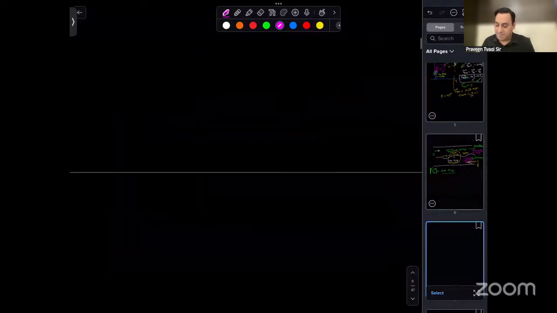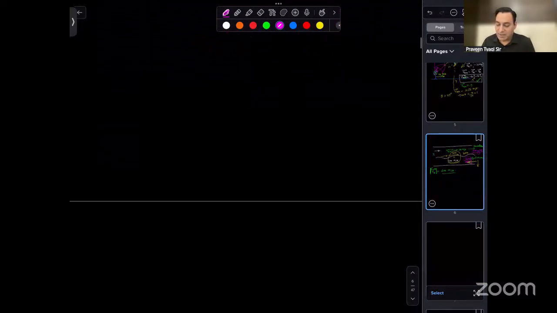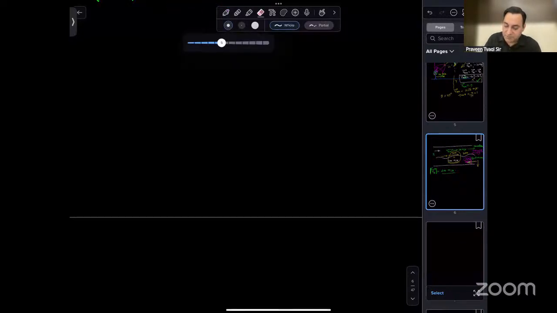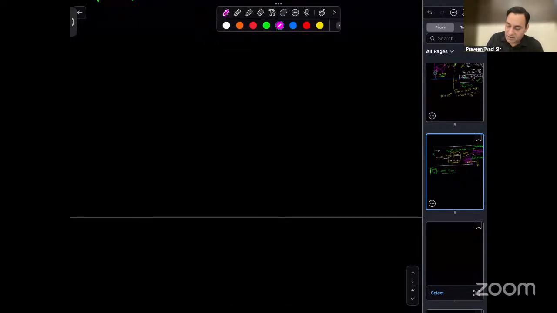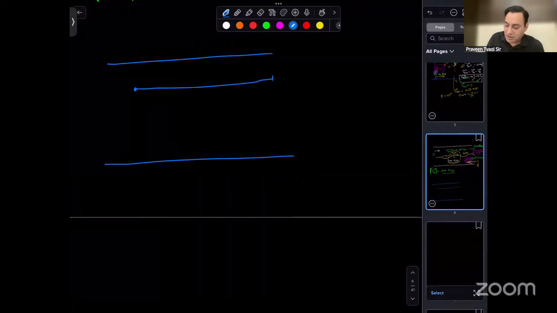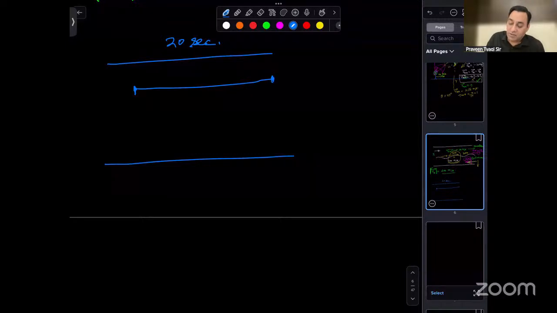Now, suppose I give you the same river, and I tell you this is that river, and I tell you this, there is a man who starts from this point. He goes downstream for 20 seconds. He moves downstream for 20 seconds. How much time will he take to come back?